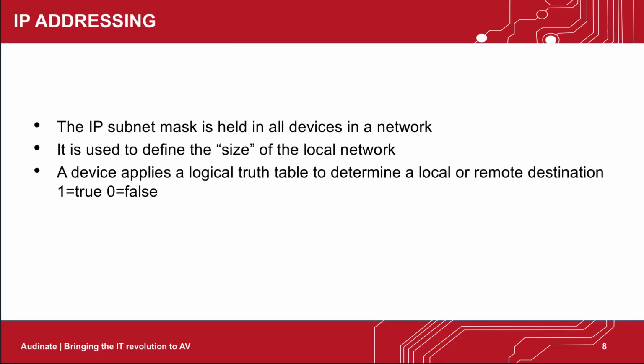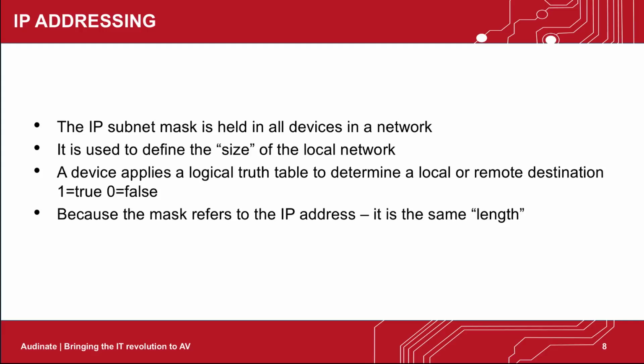A device applies a logical truth table to determine if a local or a remote destination is the one that's being requested. In this case, it will be 1 equals true and 0 equals false. Now, this is based upon the masks, so I will compare my sending IP address with my destination IP address, and I will compare them with the mask and use the zeros and ones from my truth table to work out whether the address is local or not. In IPv4, our IP subnet mask is the same length as our address.